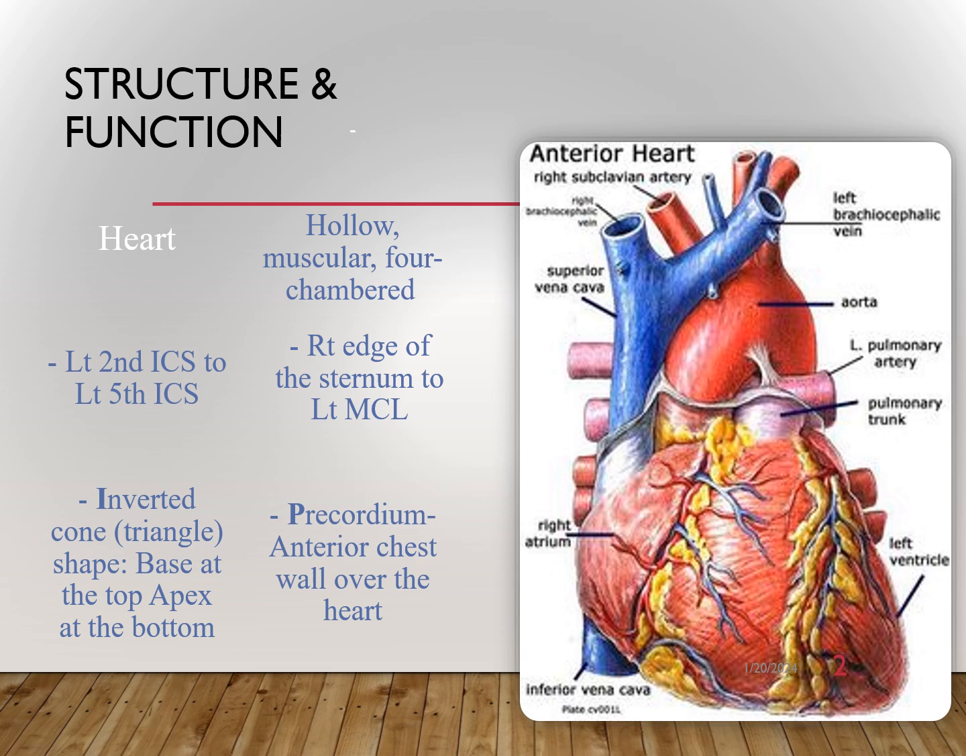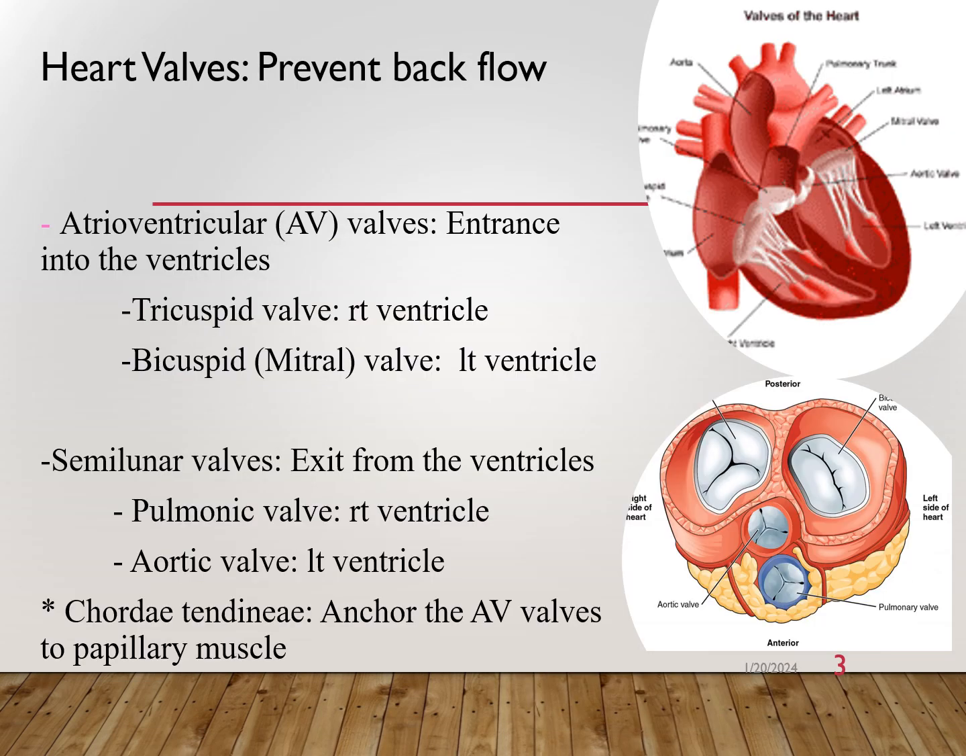And in the anterior chest, we call it the precordium, and that is the anterior chest wall that covers that space of the heart. The heart valves, there are four of them in the heart, and they prevent backflow of the blood as it's processing through the heart.